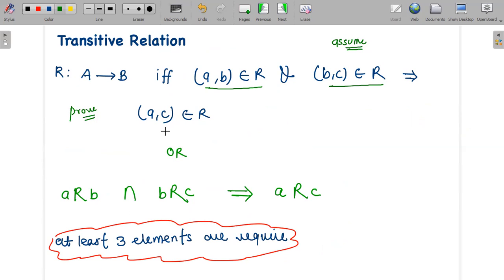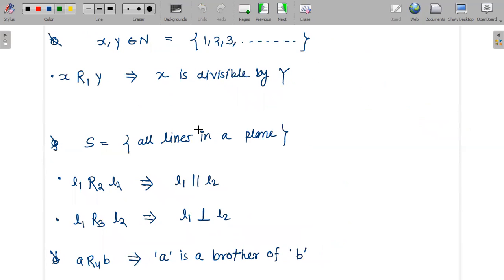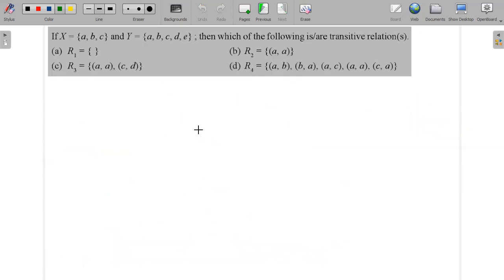If you successfully prove that A comma C is part of relation R, then there you go, your particular relation is said to be a transitive one. If you can't, then your relation is not a transitive relation. For example, let me take this example right there. Let me take relation number 3 first of all. Two elements are there. We have A comma A as well as C comma D.